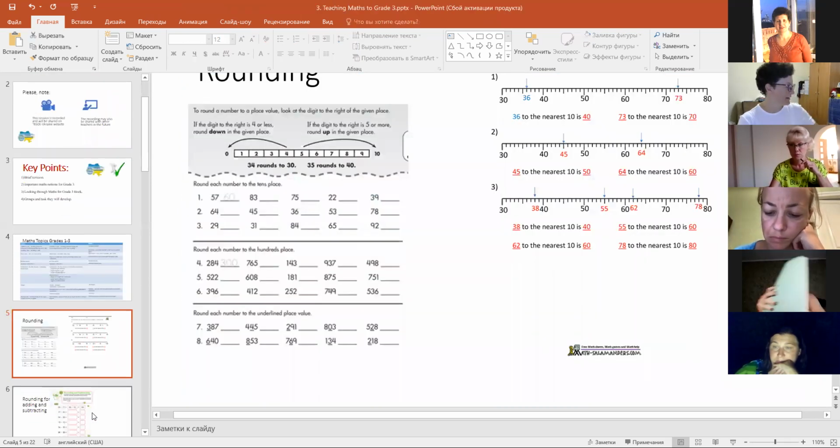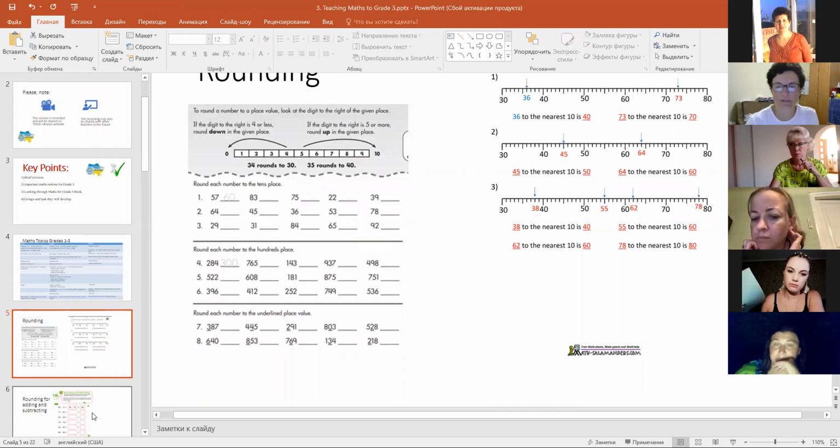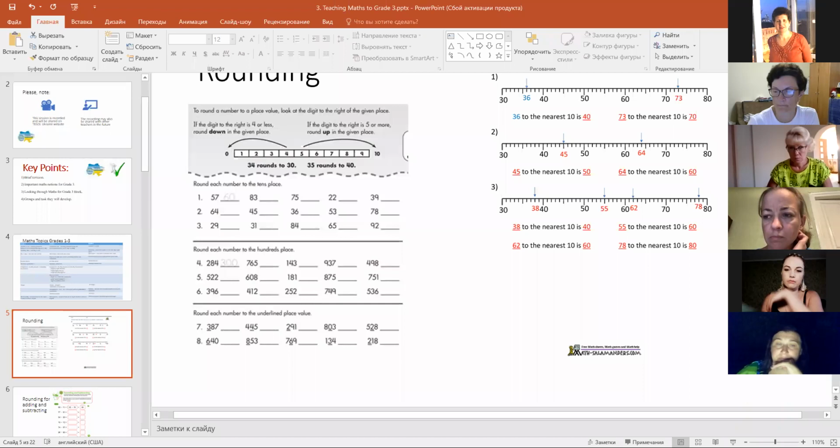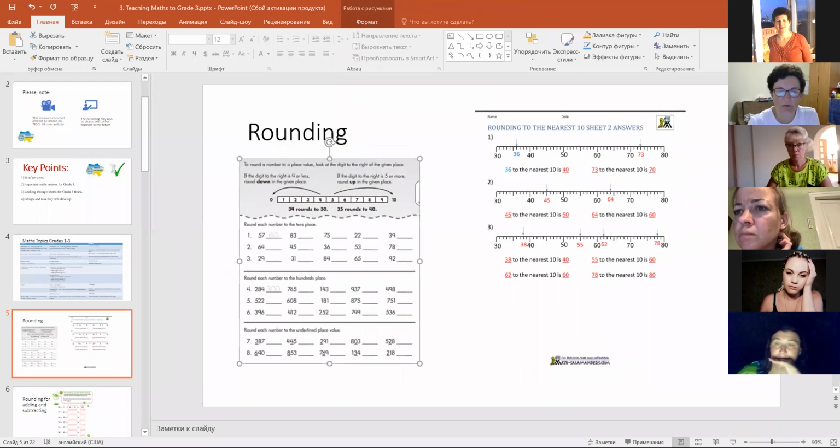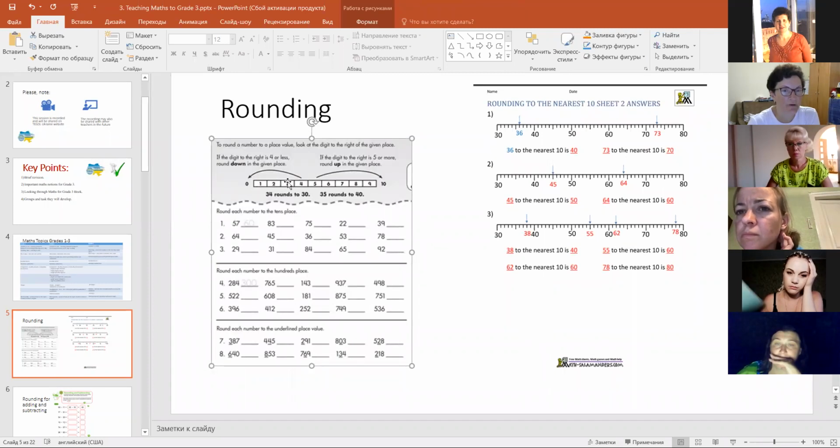Okay, so let's start. Sorry. And we'll start with rounding. So, when we round, what do we do? Actually, all rounding is here. Yeah, we may round down to 30, or we may round up to 40. For example, if we have 34, we round it down to 30. If we have 35, we round it up to 40.